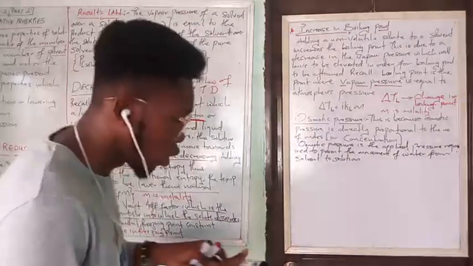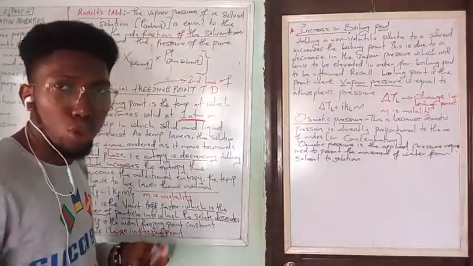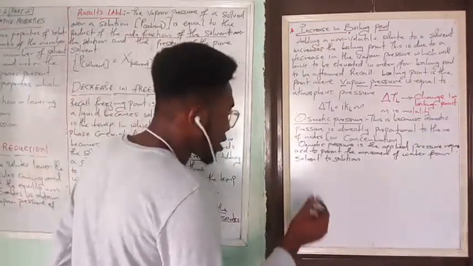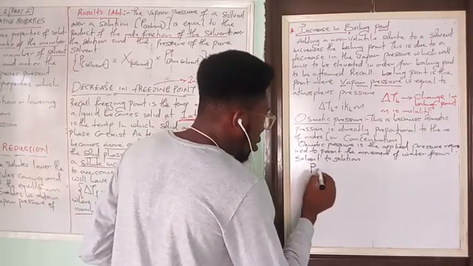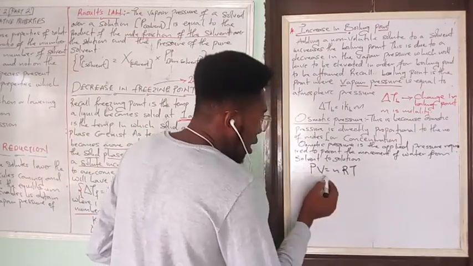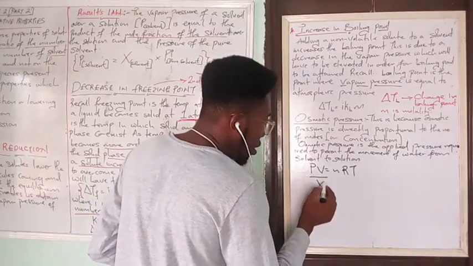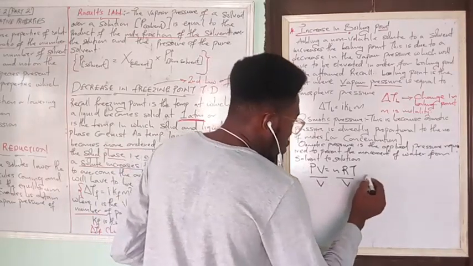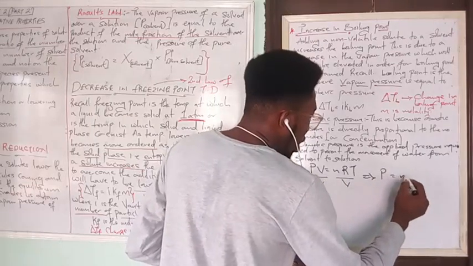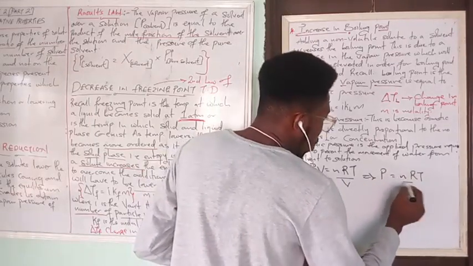Let's now look at a formula that we can use to relate our osmotic pressure. Do we remember this? PV equals nRT. Let's just divide both sides by V. So when we do this, we have P equals nRT over V.